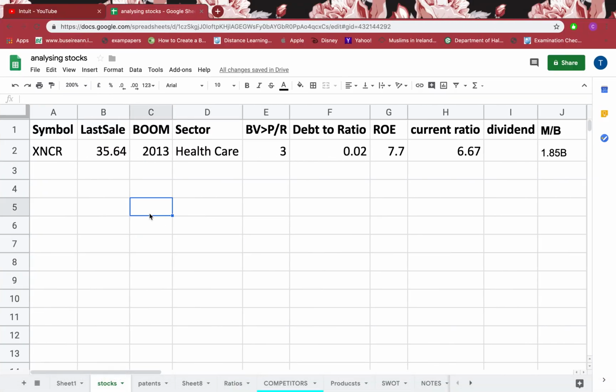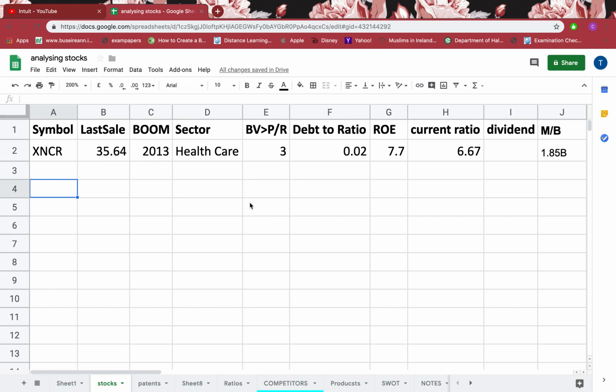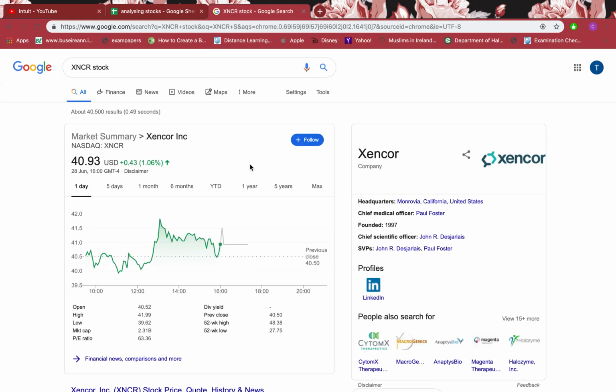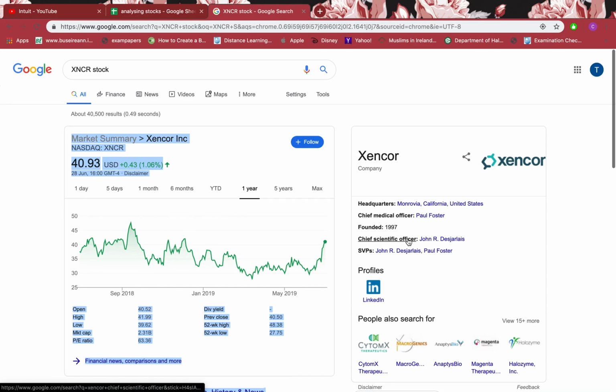Okay, in this tutorial, I'll be going through a stock which has the symbol XNCR. I'll just scan through it, copy that and paste it in Google and write in stock. If you can see on the left hand side, there is stock information from Google, and on the right hand side, the information is from Wikipedia, hopefully.